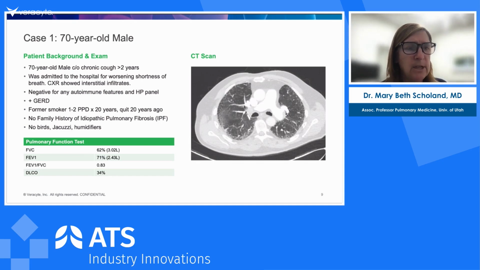blood serologies. He has a history of GERD. He has a history of smoking, but quit 20 years ago. No family history of IPF, no birds, no jacuzzi, no humidifiers. His pulmonary function test shows restriction with an FVC of 62%, an FEV1 of 71%, and a decreased DLCO at 64%. And his CT scan is shown here.